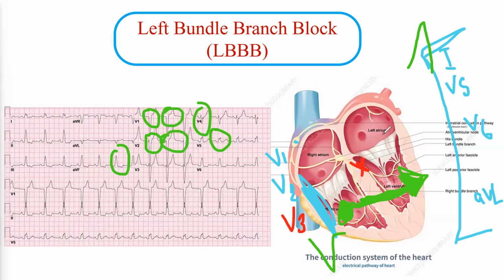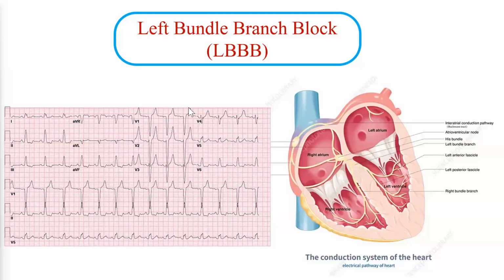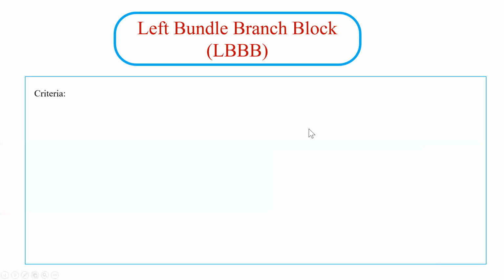All right, so let's go now and talk about the criteria for left bundle branch block. First of all, the criteria is QRS complex duration more than 3 small squares, which is 120 milliseconds, because again, the electricity is not following the normal electrical pathway. Number 2 is a dominant S wave in V1, because the electricity is traveling away from V1.